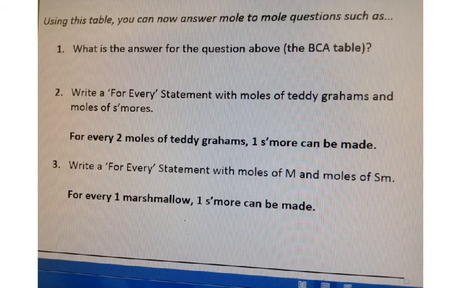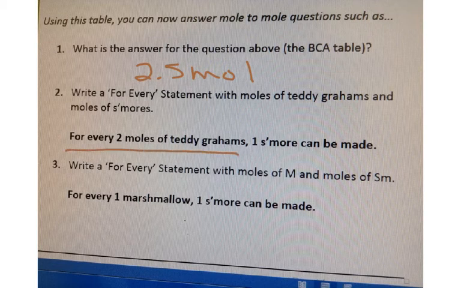So when I look at my BCA chart, now I'm ready to answer all these questions. What is the answer for the above question, which was how many moles of s'mores? Well, that would be 2.5 moles. You're going to look at your after. For every statement with moles of Teddy Grahams and moles of s'mores, for every 2 moles of Teddy Grahams, 1 s'more can be made. And for every statement for moles of marshmallows to moles of s'mores, for every 1 marshmallow, 1 s'more can be made.